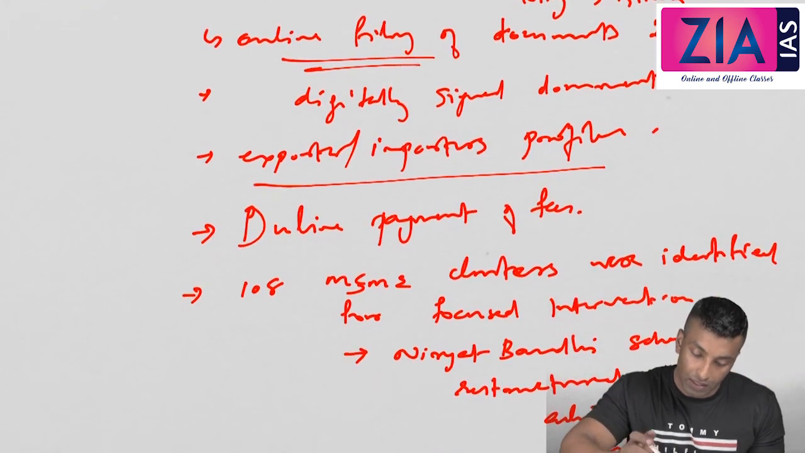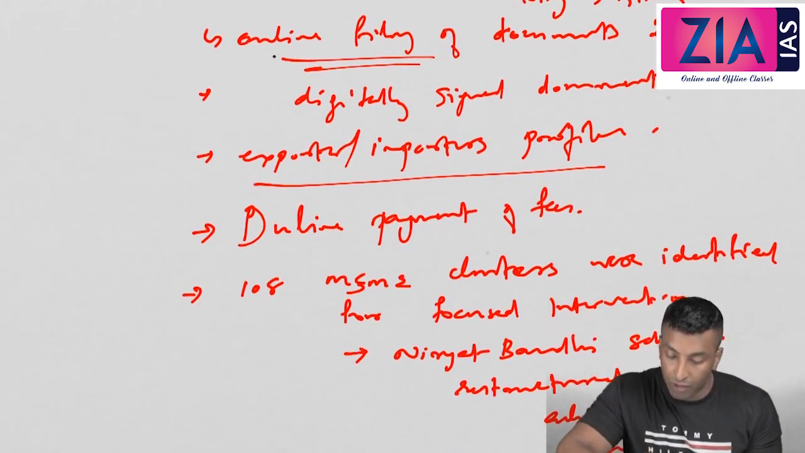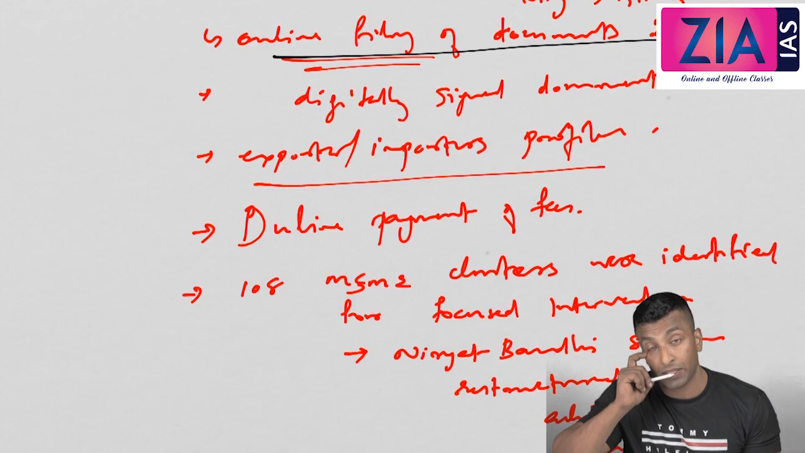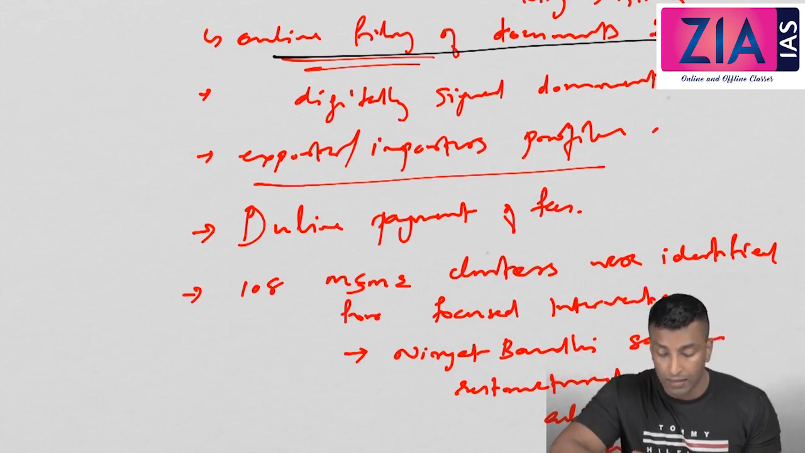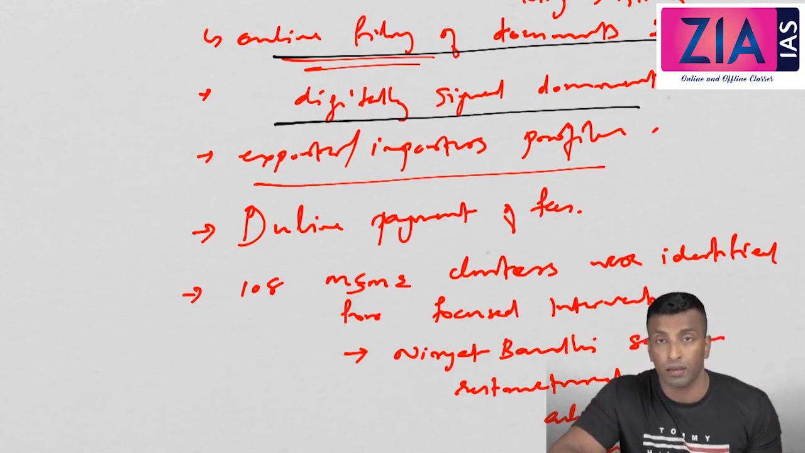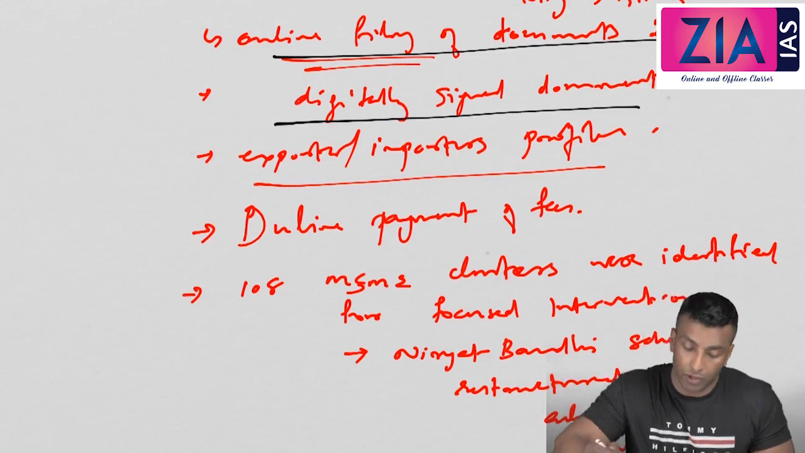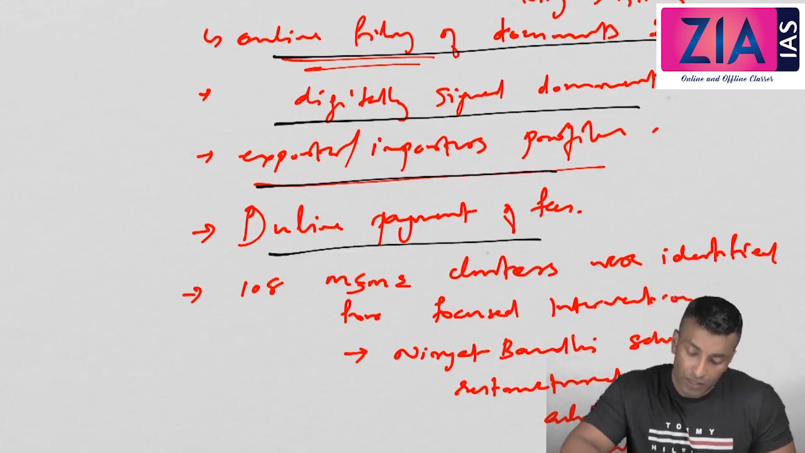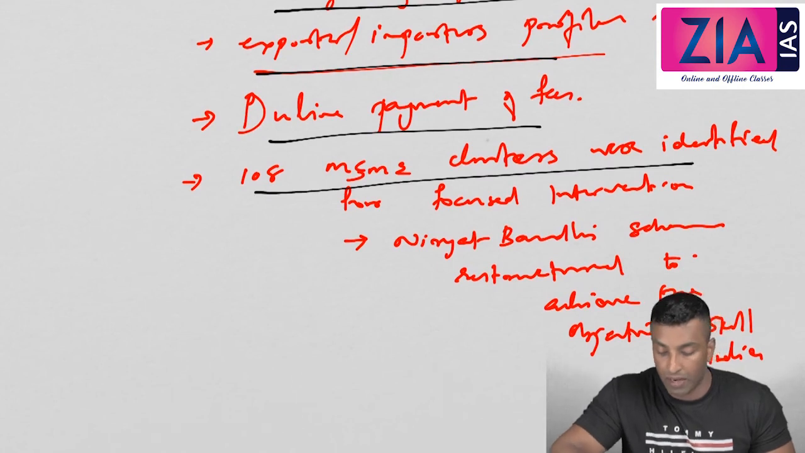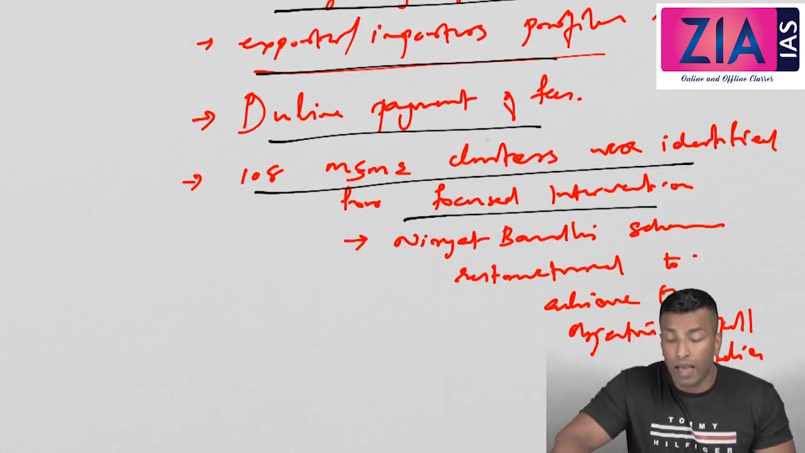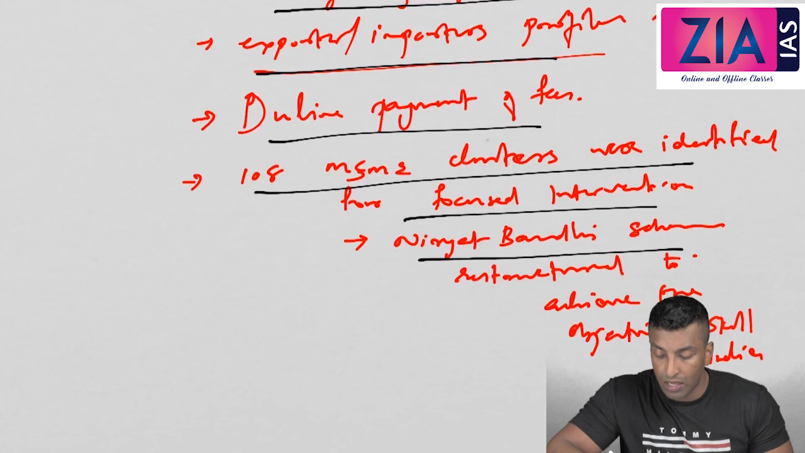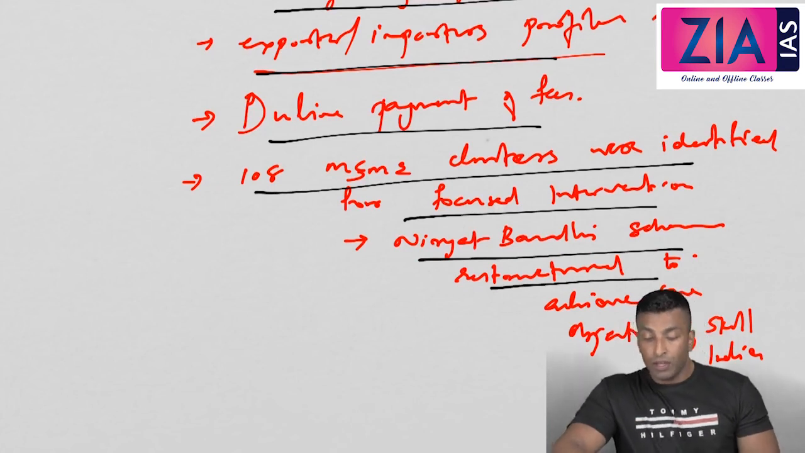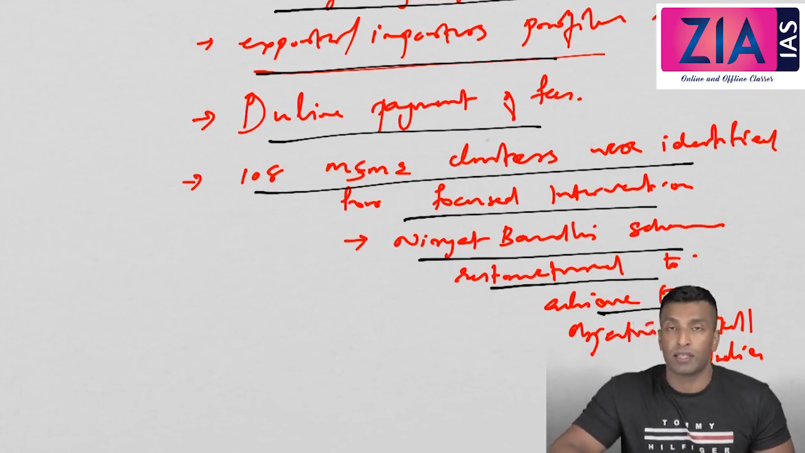So what are the points that we have discussed under this? Online filing of documents and other applications in a 24/7 environment. The secretaries and the chartered accountants can upload the digitally signed documents. Exporters and importers profile will be created so that you can eliminate the submission of permanent documents again and again. Online payment of fees. 108 MSME clusters were identified for focused intervention, and accordingly the NAD Bhandu scheme was restructured to achieve the objective of Skill India.